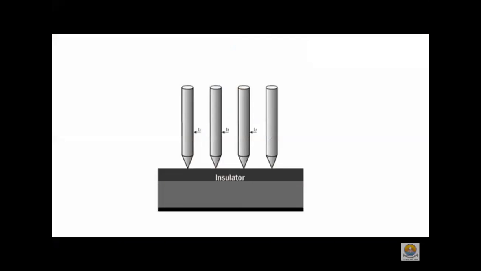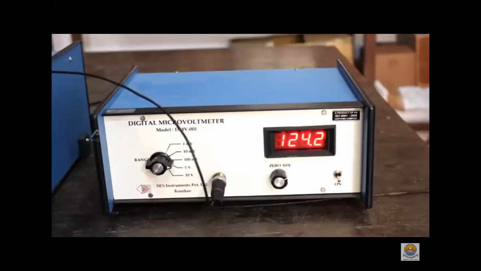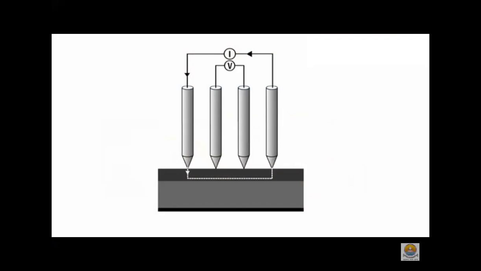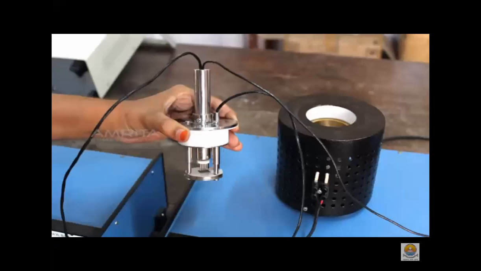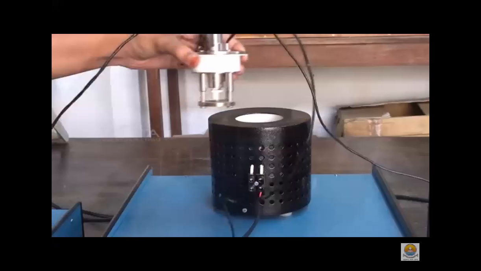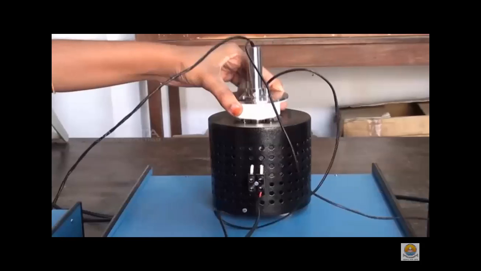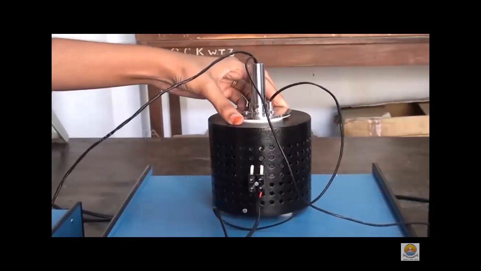In the four probe arrangement, the four probes are arranged linearly in a straight line at an equal distance, say 1 mm from each other. A high impedance source is used to supply the current through the outer two probes. A digital voltmeter measures the voltage across the inner two probes to determine the resistivity. An oven is provided with a heater to study the variation of resistivity of the sample at different temperatures. You can change the temperature.